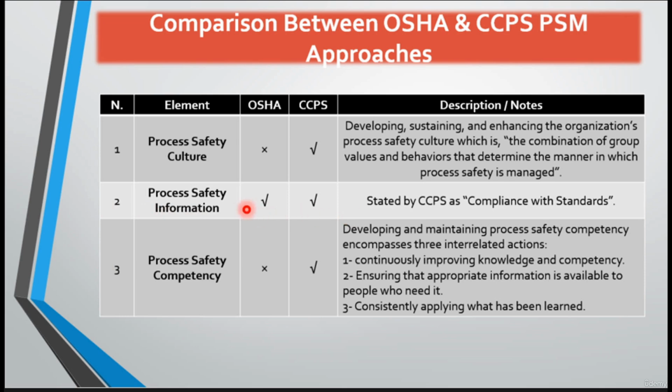Okay, so moving on to element number 2, we have the process safety information. Of course, it's adopted by both approaches, but it is stated by CCPS as compliance with standards. The third one here will be the process safety competency. This one is not adopted by USHA, but adopted by CCPS. And what does CCPS say about this element? It says that development and maintaining process safety competency encompasses 3 interrelated actions. Number 1, to continuously improve the knowledge and competency. Number 2, to ensure that appropriate information is available to people who need it. And number 3 will be to consistently applying what has been learned.